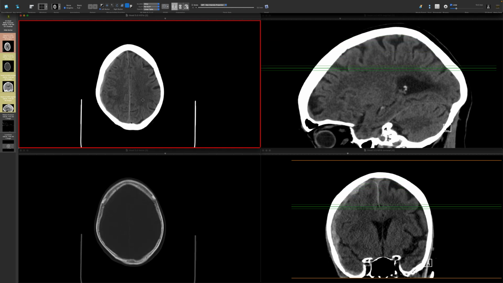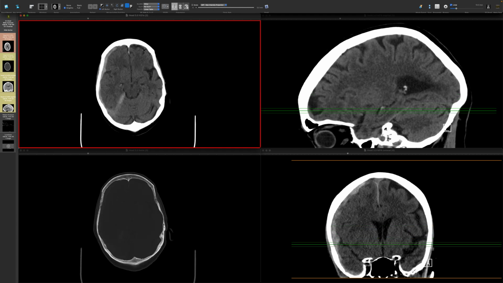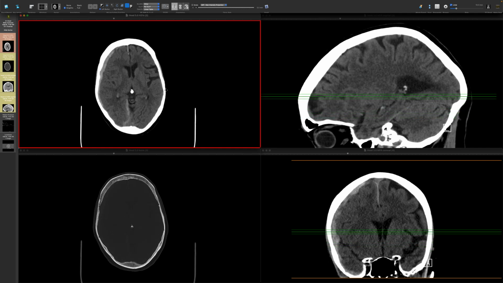So the impression is holohemispheric left-sided subdural hematoma with mild associated intracranial mass effect and small left frontal subdural hematoma without significant mass effect, underlying white matter small vessel disease, and global cerebral volume loss.